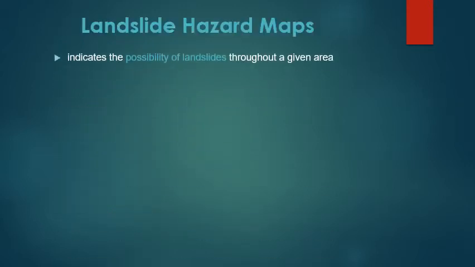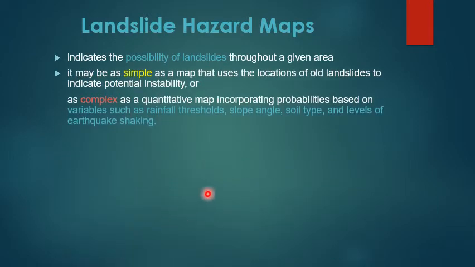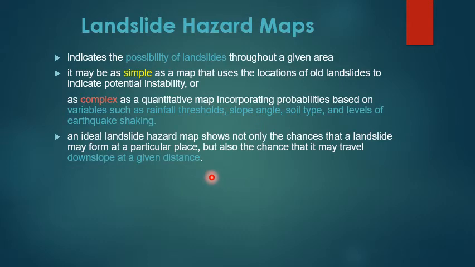Landslide hazard maps normally indicate the possibility of landslides throughout a given area. It can be a simple map that uses locations of old landslides to indicate potential instability, or complex, as a quantitative map incorporating the probabilities based on variables including rainfall thresholds, slope angle, soil type, levels of earthquake shaking, and so forth. An ideal landslide hazard map shows not only the chances that the landslide may form in a particular place, but also the chance that it may travel downslope a given distance. So the prediction of the runout, or the distance the landslide can travel, is also very important.